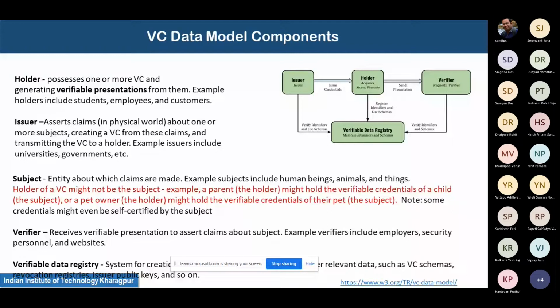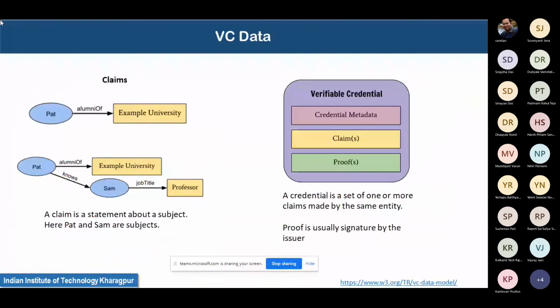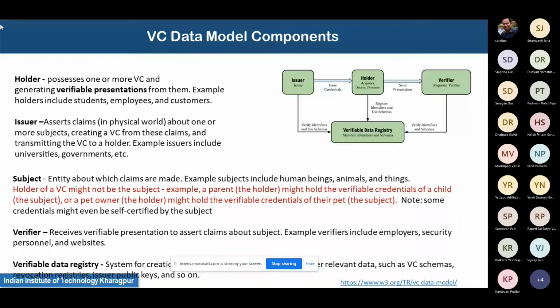The subject is the entity about which claims are made. Example subjects include human beings, animals, and so on. The holder of a VC might not be the subject. A good example is that a parent might hold the VC of a child, or a pet owner might hold the verifiable credentials of their pet. So there is this distinction between the subject and the holder, but of course, the holder itself can also be the subject. And it should be noted that some credentials might even be self-certified by the subject.